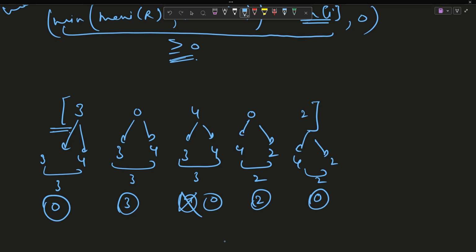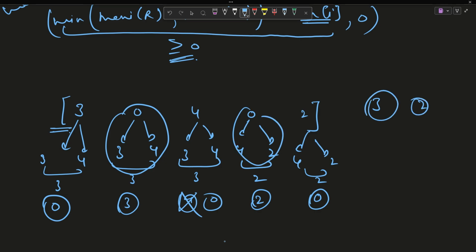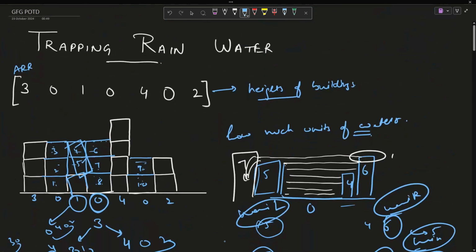So what is actually happening? 3 units from this one, 2 units from this one, right? There was also 1 here, if I am not wrong. 1 0 was also there. So 1 0 will also contribute 2 from this, 3 from this. So 2, 3. So what is actually happening? We are getting 10 units of water. You can see the configuration also. 3 from here, 2 from here, 3 from here, 2 from here, right? So I hope you are getting the point.